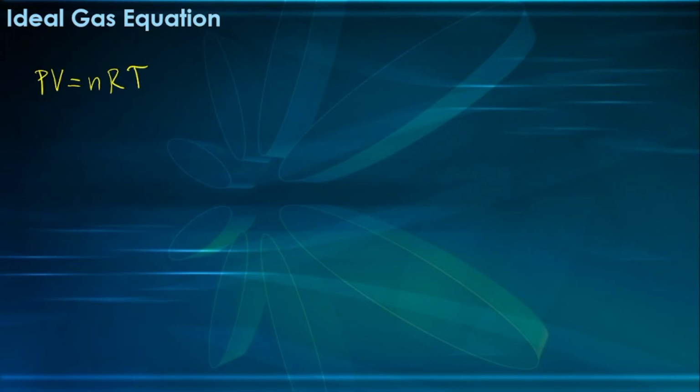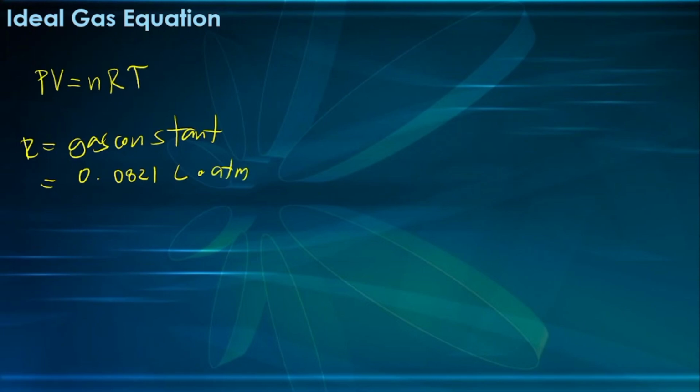R has many possible values depending on the unit you will use. However, in chemistry, the units we commonly use for pressure are torr and ATM. If ATM is the unit we use, the value of R, again the gas constant, is 0.0821 liters times atmosphere over Kelvin times mole. That is the value of R if the unit in our problem is ATM.